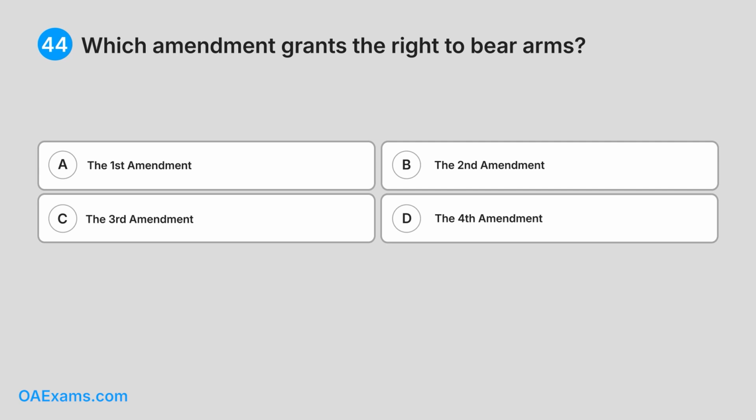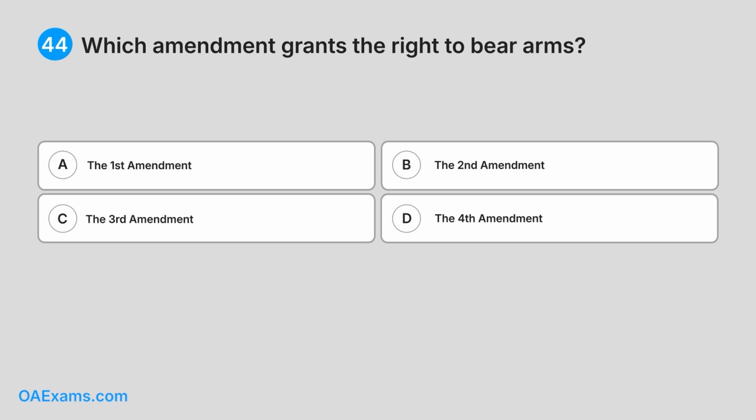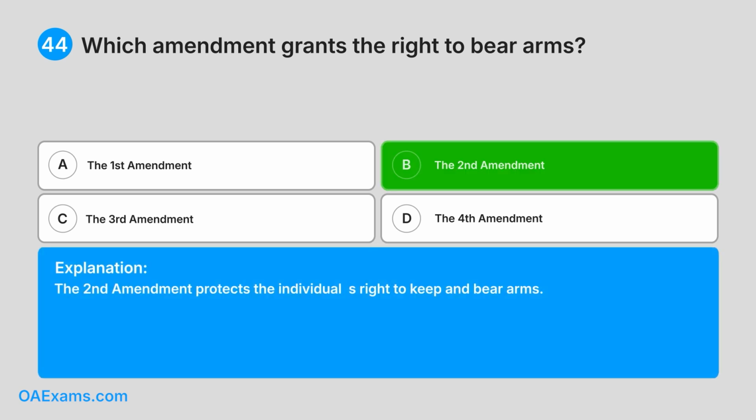44. Which amendment grants the right to bear arms? A. The First Amendment. B. The Second Amendment. C. The Third Amendment. D. The Fourth Amendment. Do you know the answer? Correct answer: B. The Second Amendment. Explanation: The Second Amendment protects the individual's right to keep and bear arms.